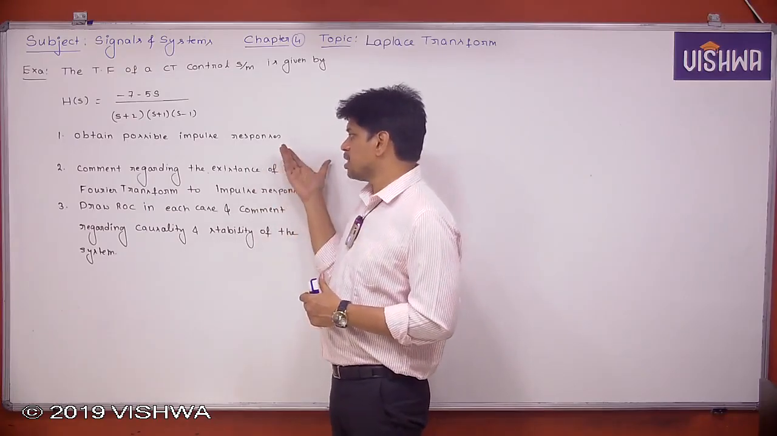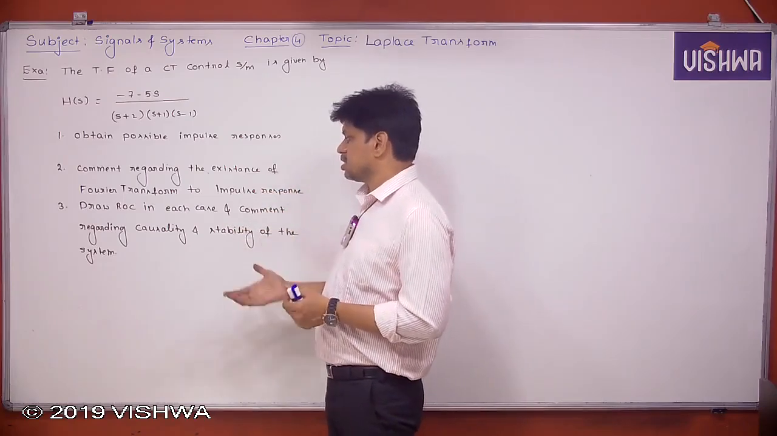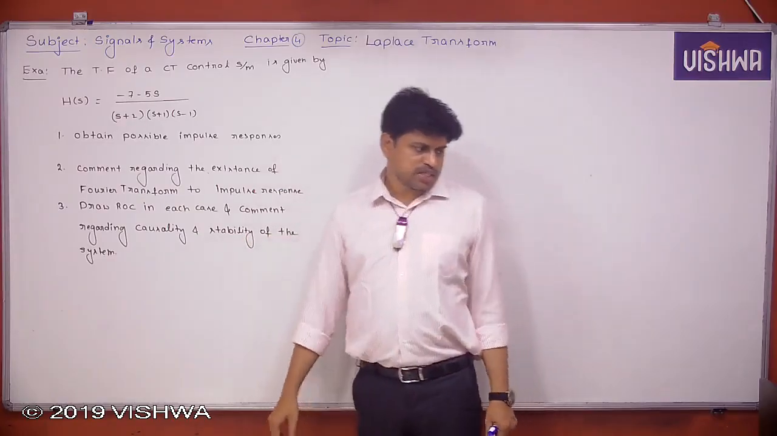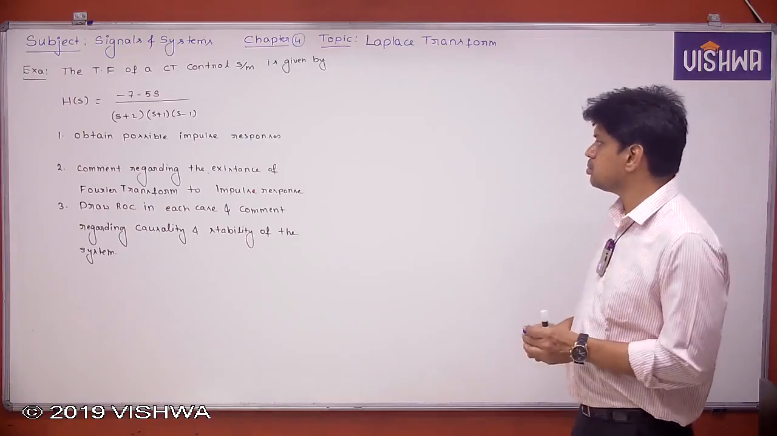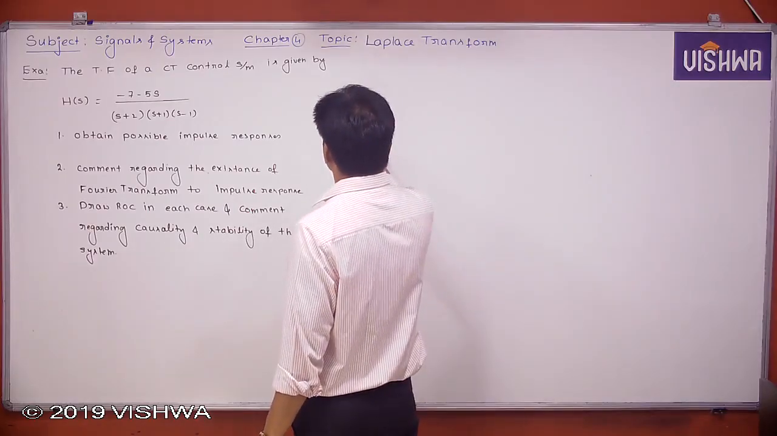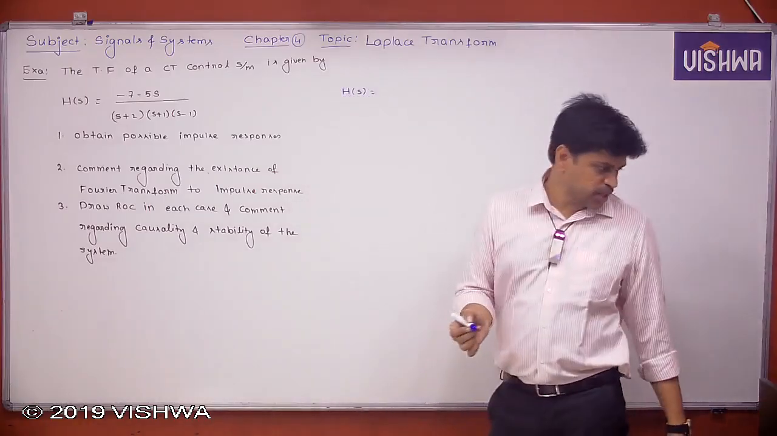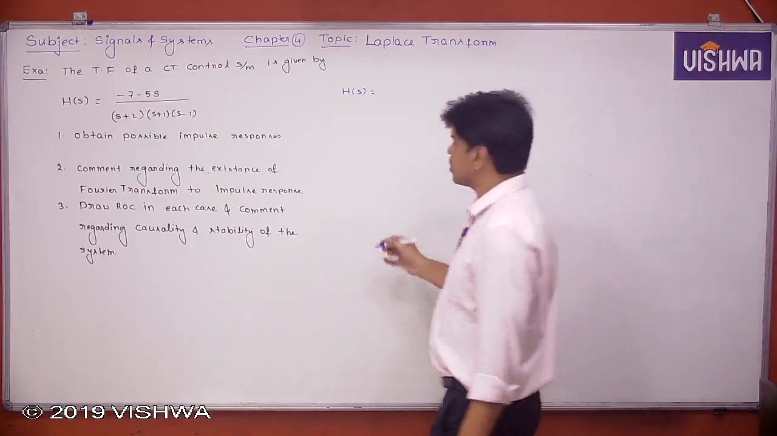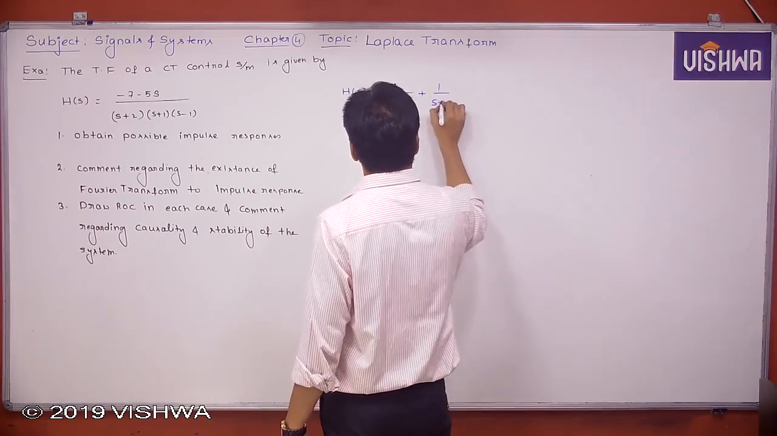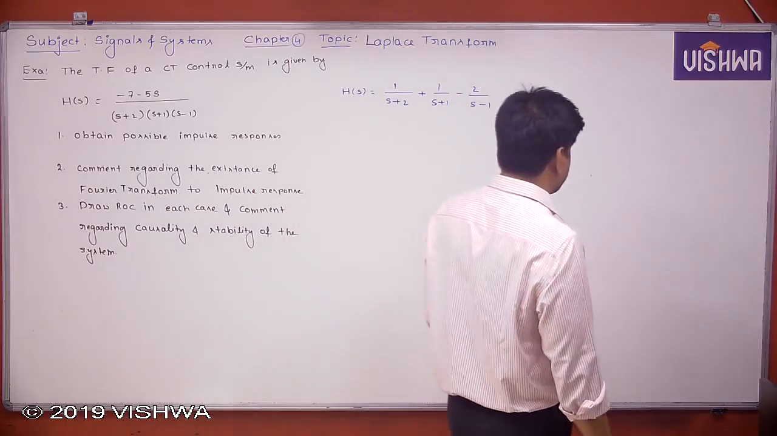Once we know the impulse responses, we have to check whether the Fourier transform exists or not. Then we have to check whether the system is causal or stable or not. So we have to see these kinds of things. Okay, let's see one by one. First we have to see what H of s is. If I do the partial fractions here, we get 1 by (s + 2) plus 1 by (s + 1) minus 2 by (s - 1).